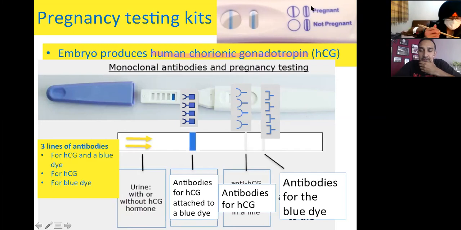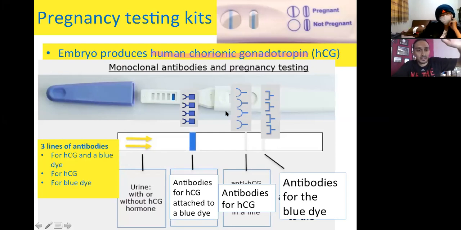HCG is fine. So HCG is being emitted by the little ball of cells that's dividing, meaning it's in the mother's bloodstream. Even if she doesn't know, she may not have any idea, it's being produced by the embryo. So that's step one. If this is a pregnant lady, she has this in her bloodstream. Now to the pregnancy test.